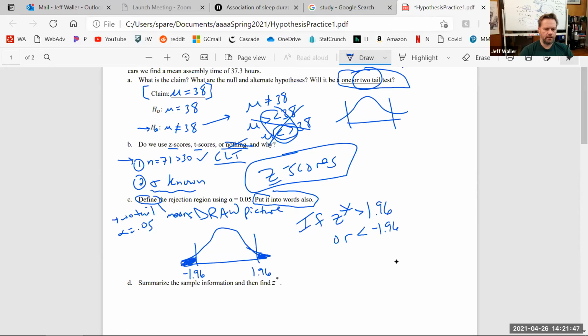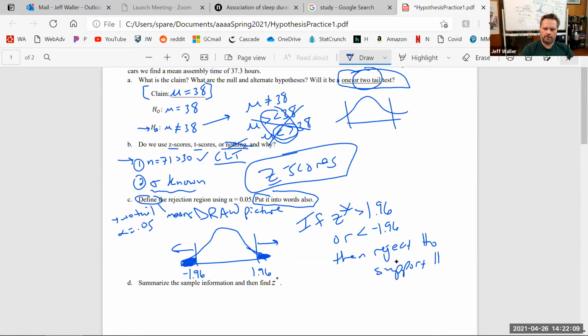How do you get in here? You have to be less than negative 1.96. How do you get in here? You have to be greater than positive 1.96. Oh yeah, sorry. That's okay. Yeah, you're right. I get it now. Then we can reject H0 and support H1.